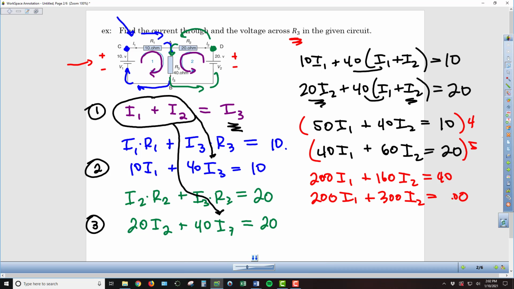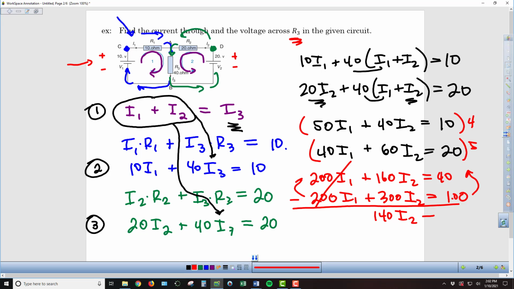My apologies there. And so then I'm going to subtract these equations to get the I1s to disappear, but I'm going to subtract the bottom one minus the top just so I end up with positives. I'm an optimistic guy. So those go. 300 minus 160 gives me 140I2 equals 100 minus 40 is 60. So then if we divide both sides by 140, we'll get the current I2 is equal to 0.43 amps if we round off to 2 significant figures, which is what we should be carrying throughout here.